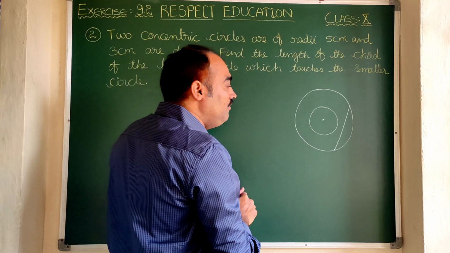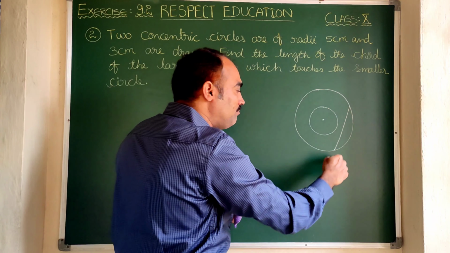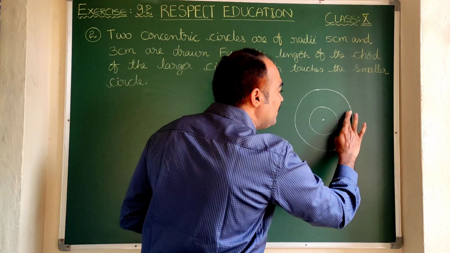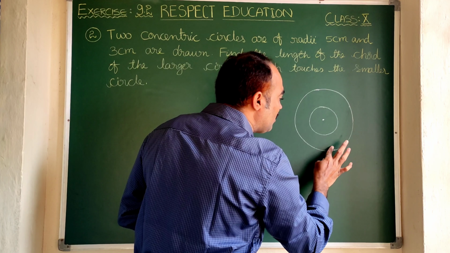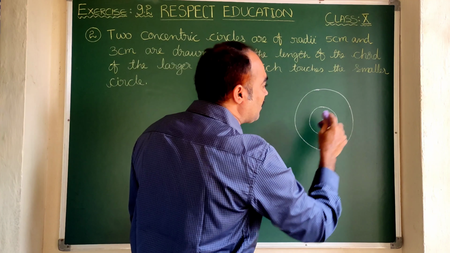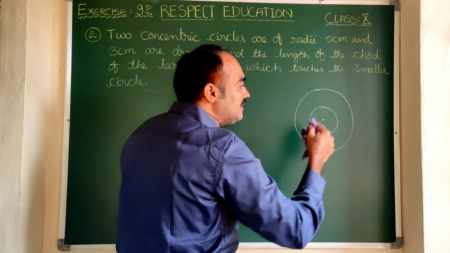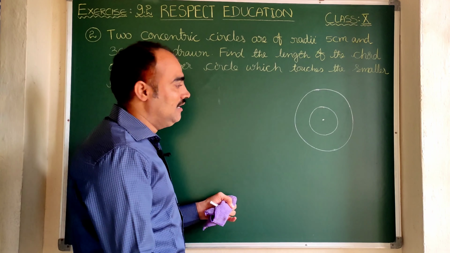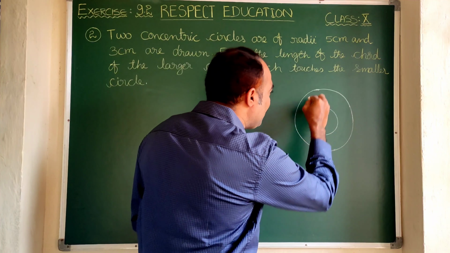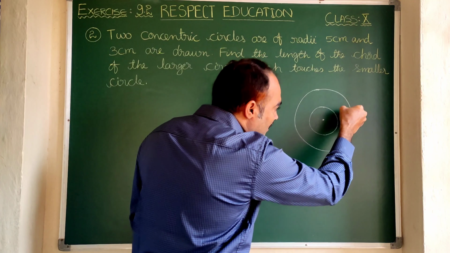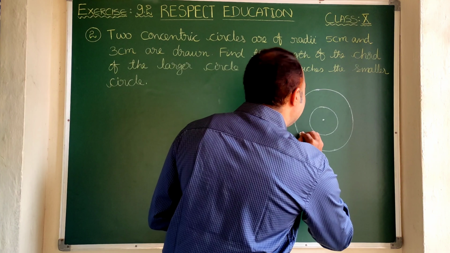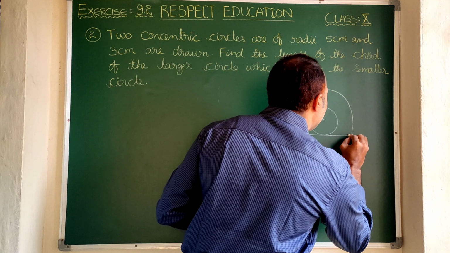So here we can draw the chord like this, but for this particular question, this kind of chord cannot be drawn. This is not the suitable chord for this question. Then which is the suitable chord? You have to draw a chord of the larger circle that touches the smaller circle. Let us draw a chord like this, or like this, or slanted, however you want. Here I am drawing it in this way.